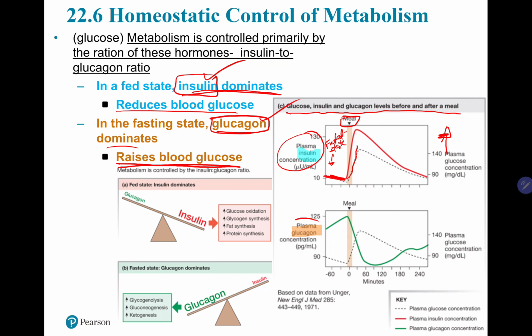Glucagon, on the other hand, is going to dominate that fasted state. So this is the fasted state, and this right here, after you ate that meal, is the fed state. Glucagon is going to decrease in numbers, because your glucose levels are high. We don't need to raise the blood glucose levels anymore.